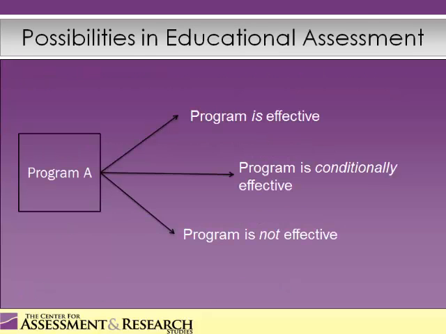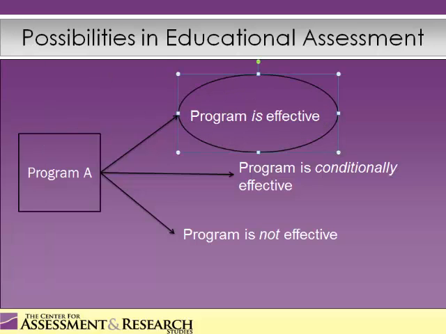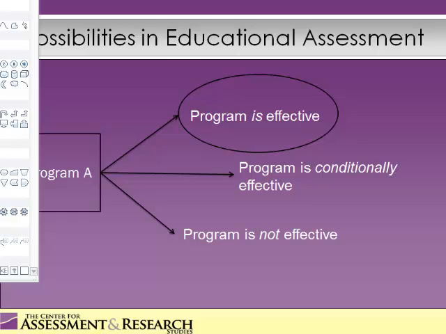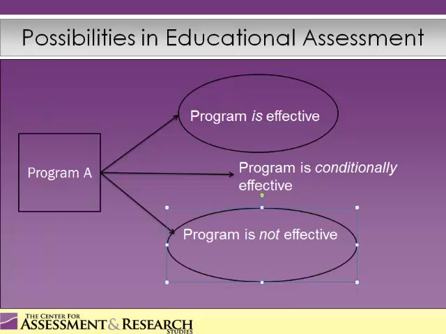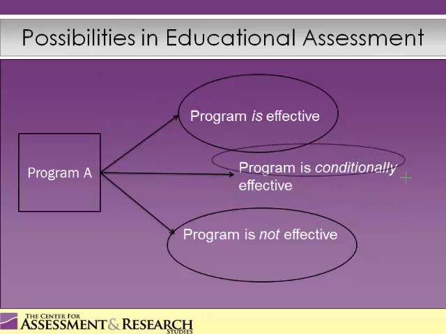So, there are 3 possibilities. First, it is possible that the program is effective. The second possibility is that the program is not effective. And there is also a third possibility, which would imply that the program is conditionally effective. What this third possibility would imply is that the program effectiveness may depend upon other variables. So in this case, the program may be effective for some students, but not others.